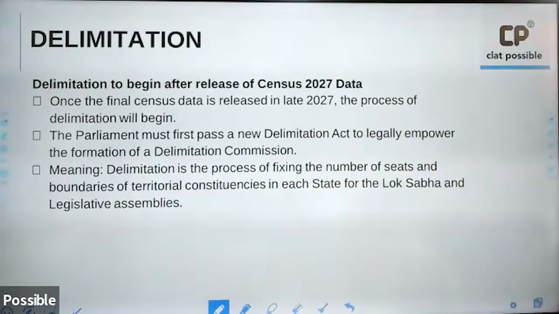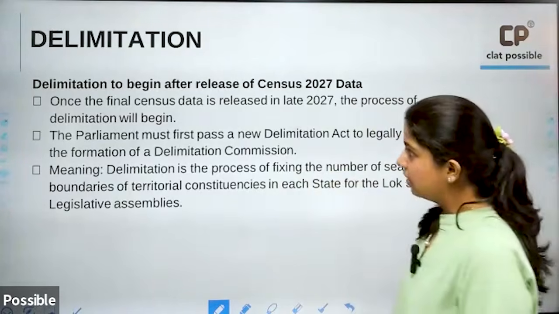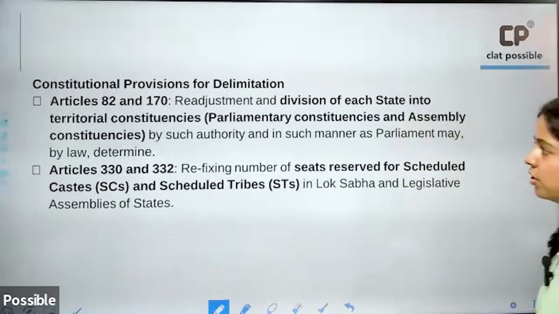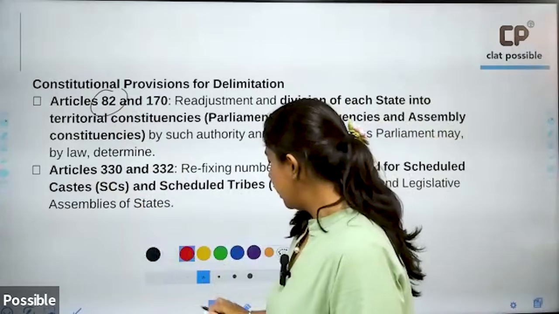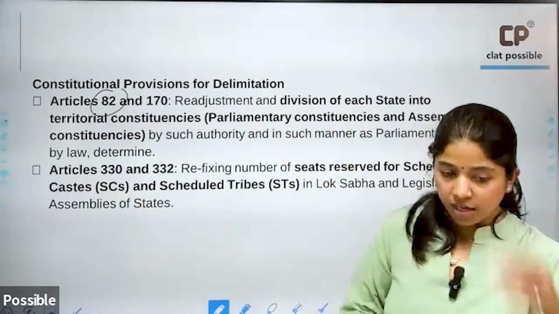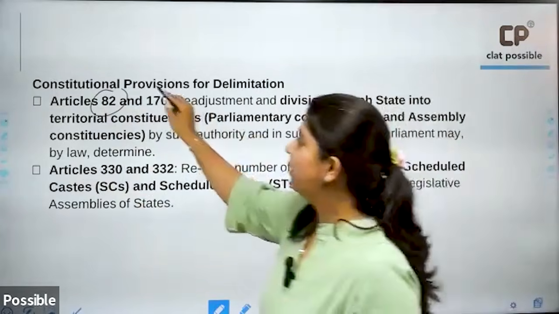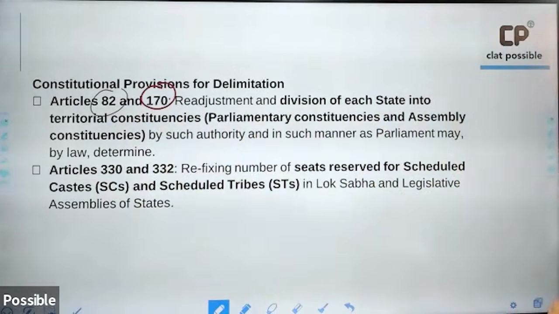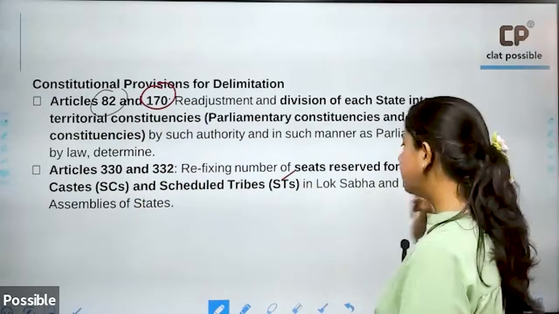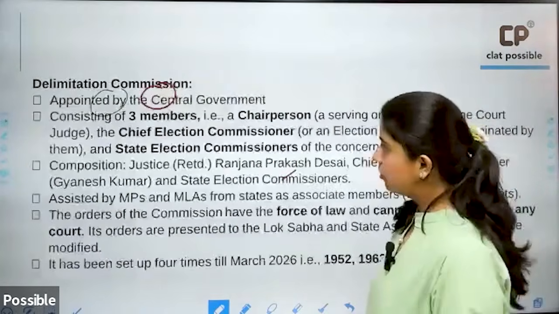What is delimitation? It is the process of fixing the number of seats and boundaries of territorial constituencies in each state of the Lok Sabha and legislative assemblies. All right. Constitutional provisions for delimitation. Article 82 says that delimitation must be undertaken for the Lok Sabha after every census. Article 170 says that delimitation must be undertaken for the legislative assemblies after every census. Article 330 calls for refixing the number of seats reserved for SCs. 332 is for scheduled tribes in the Lok Sabha and the legislative assemblies respectively.